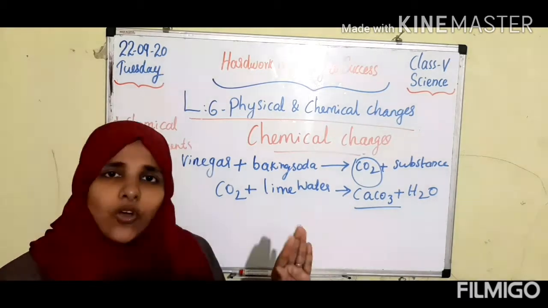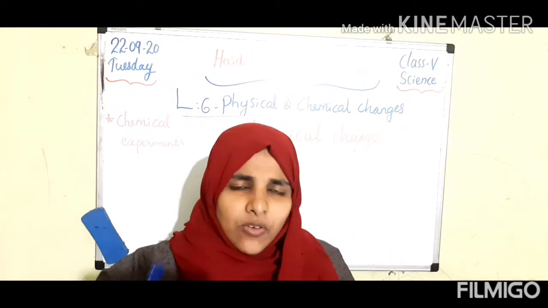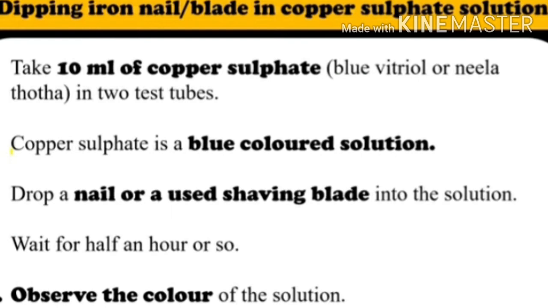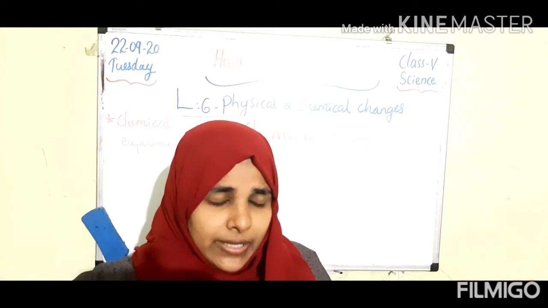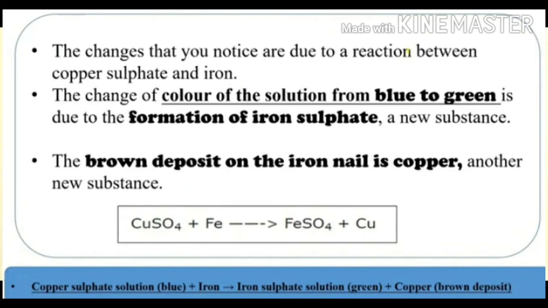So next we'll show another experiment. Take copper sulfate in a test tube and dip a nail or a used shaving blade into that solution. Actually, this copper sulfate is a blue color solution. When we drop that nail or used shaving blade into that solution and wait for half an hour, what will you observe? You can see that the blue color solution turns into a green color solution.